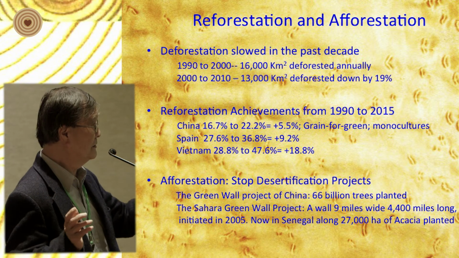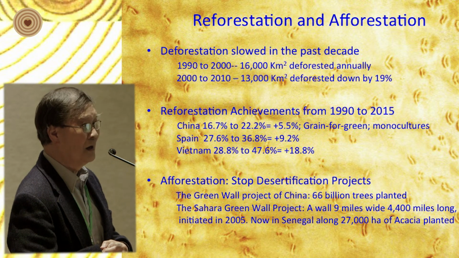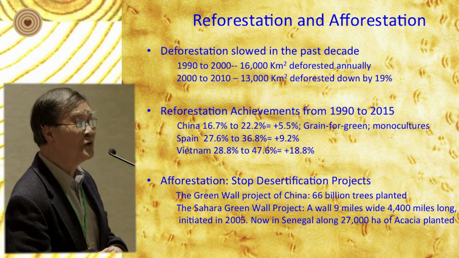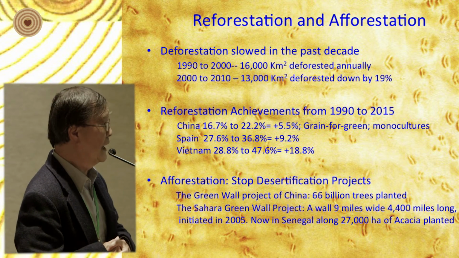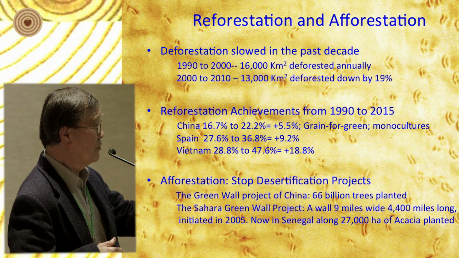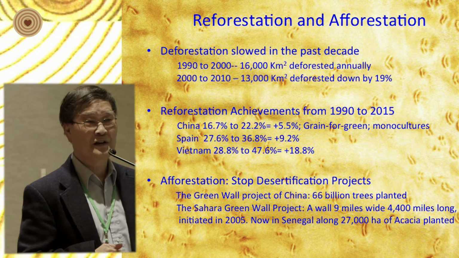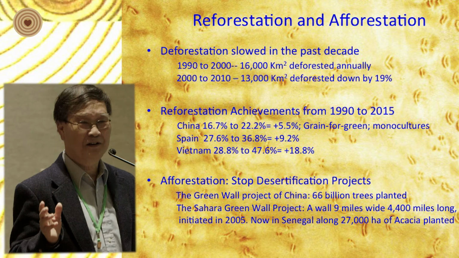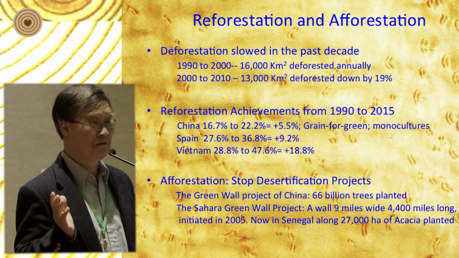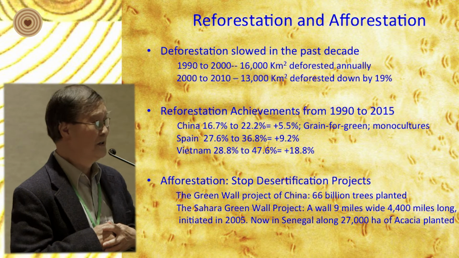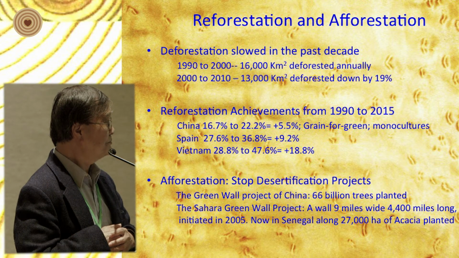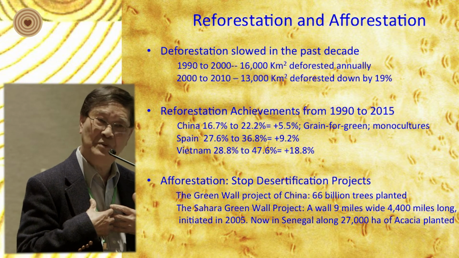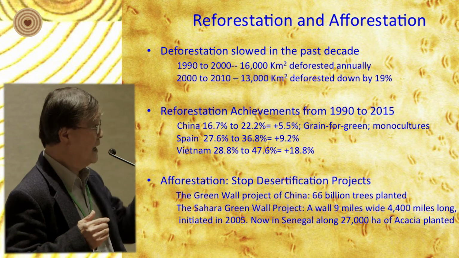Reforestation achievements from 1990 to 2015. The most impressive one is China, going from 16.7% to 22.2% of land coverage, okay, and the program is called Green for Green. The problem of Chinese reforestation is monoculture. In north and central China, the most planted tree is hybrid poplar. In the south it is eucalyptus. So that's the problem. And as far as I know, very little native or indigenous species are planted on a large scale. So that's the problem with China.